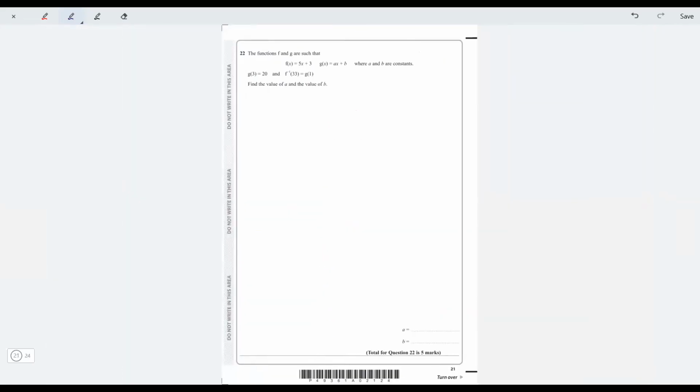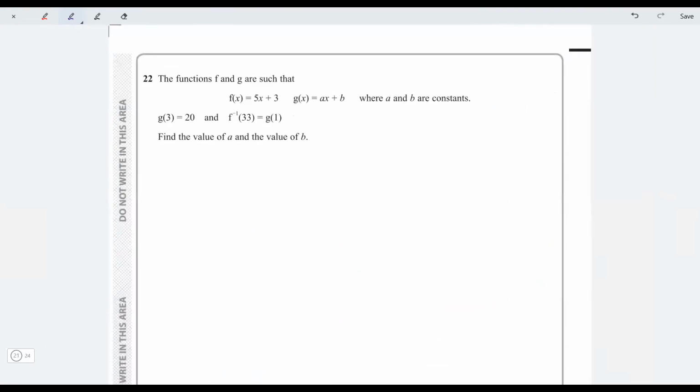The next question, we've got functions f and g. f is 5x plus 3, g is ax plus b. Have to work out the value of a and b. So first thing is, it tells you the function of g. When I substitute 3 in, I should get a times 3 add b. That's 3a add b.